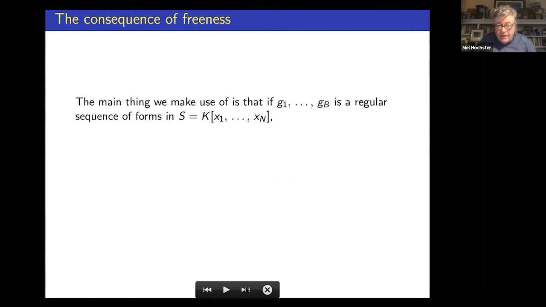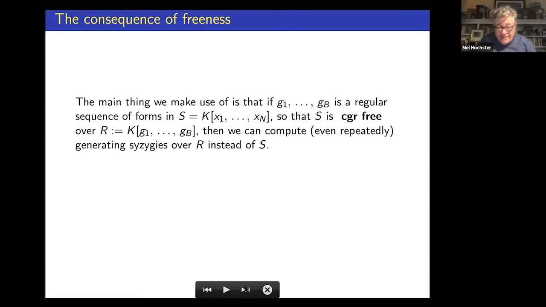So the main thing we want to make use of is that if you have a regular sequence of forms in here, I'm sorry, I forgot the backslash. That free is supposed to be green. And this means you can compute the syzygies over the smaller ring, and then they'll work over the bigger ring. The generators work, and even repeatedly.